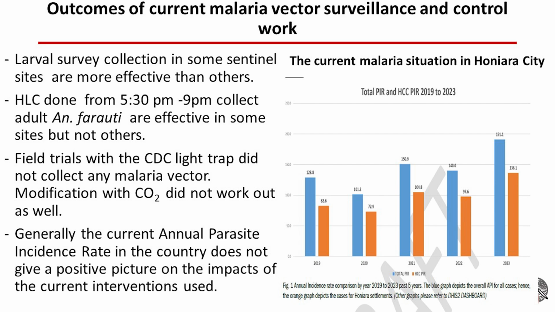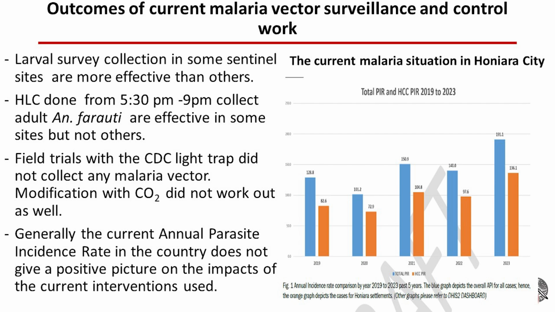It works in some sites, but not others. But usually the larval surveys and human landing catches are also done when we do surveillance, and then those mosquitoes we collected are also used for insecticide resistance monitoring. For the larvae, we rear them to adults and test them. For the adults collected in the HLC, we also test them. So that's doing two jobs at the same time.